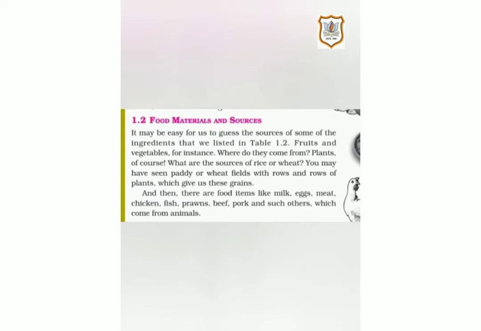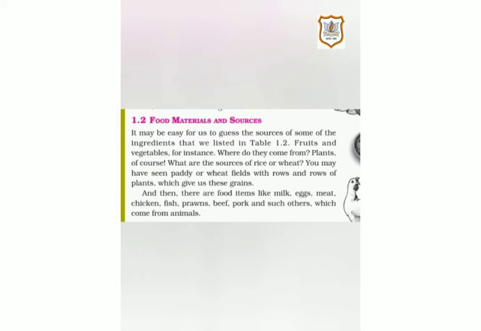It may be easy for us to get the sources of some of the ingredients that we listed in table 1.2. Fruits and vegetables, for instance. Where do they come from? Plants, of course. What are the sources of rice or wheat? You may have seen paddy or wheat fields with rows and rows of plants, which give us these grains.